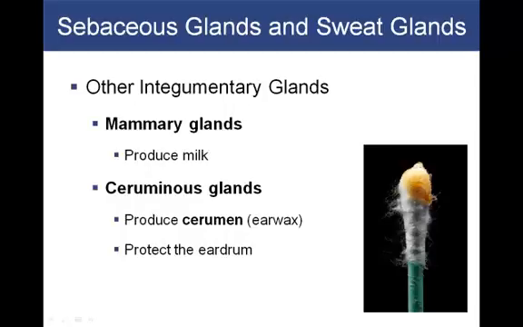Other integumentary glands closely related to these glands that we've been discussing are the mammary glands and the ceruminous glands. The mammary glands produce milk as their product, and ceruminous glands produce cerumen. This is the technical term for earwax, and the function of cerumen again is to protect the eardrum itself. So not only do we have glands that produce earwax, but we also have hairs within our ear canal, all with the primary purpose or function of keeping the eardrum protected.